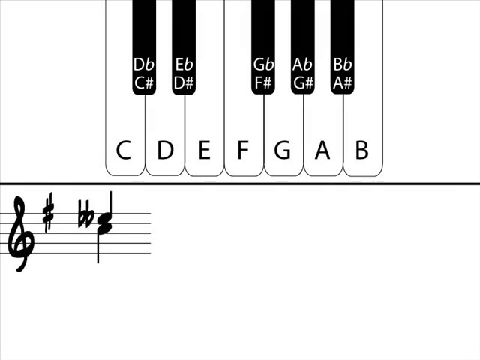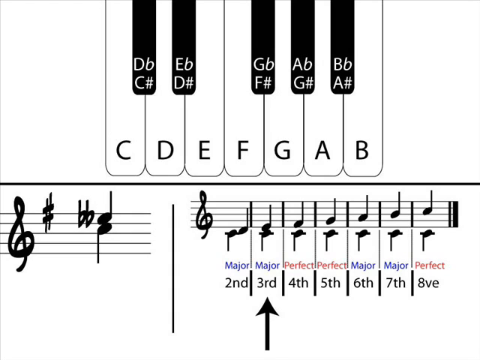Let's go back to our interval. Remember, calculate the number first by looking at where each note head sits on the stave. Here's the C, so that's 1. Next line is 2. Next space is 3. Therefore, we're looking at a third.